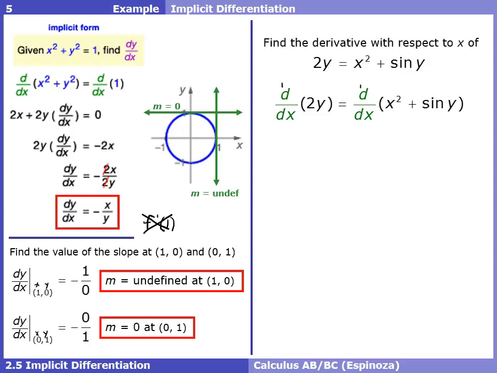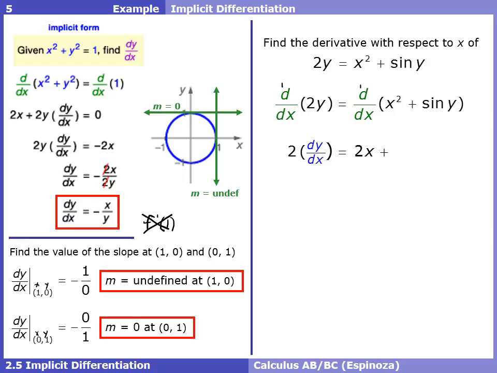The left side is a y term, so we'll take the derivative as normal, so to speak, but we need to throw in a dy dx. The derivative of 2y is 2, throw in dy dx. What about the right side? Well, x squared just becomes 2x. It's not a y term, so we don't need to throw in a dy dx.